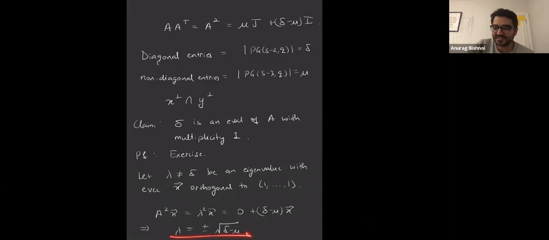So this matrix has really nice eigenvalues. Even though we don't have a strongly regular graph, we have these three distinct eigenvalues: the degree of the graph, and plus of that and minus of that. And this is exactly equal to the square root of q to the s minus 2.